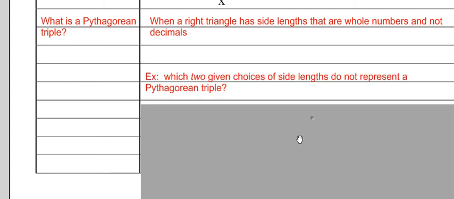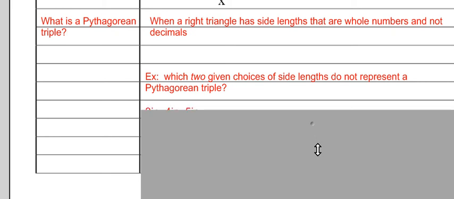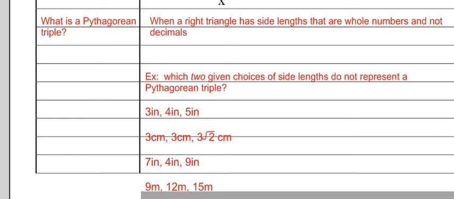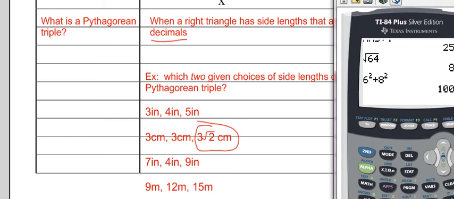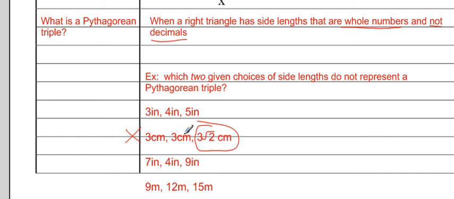So an example, which 2 given choices of side length do not represent a Pythagorean triple? So here's our choices. Well, the first one that I can easily look at and eliminate is this one right here. Remember, a Pythagorean triple represents side lengths that are whole numbers, not decimals. And this number is called a rational expression, and it represents a decimal. If I were to type in 3 times the square root of 2 in my calculator, it equals 4.24264. It's a decimal. So this one definitely cannot represent the side lengths of a right triangle.